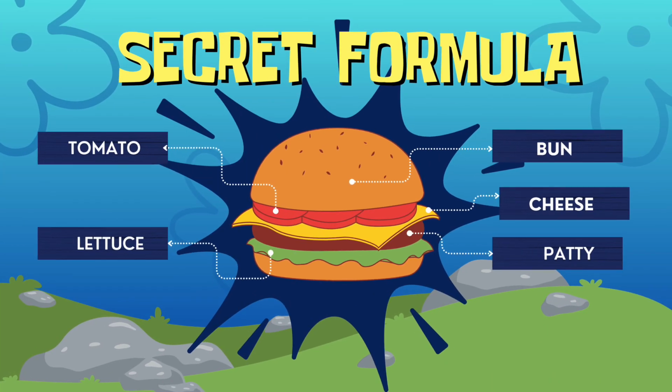Now it's your turn to master the secret formula. Using our interactive Desmos setup, you can pick your ingredients, change your coefficients, and build your own Krabby Patty. Watch how each mathematical tweak reshapes your creation and enjoy being a math chef.